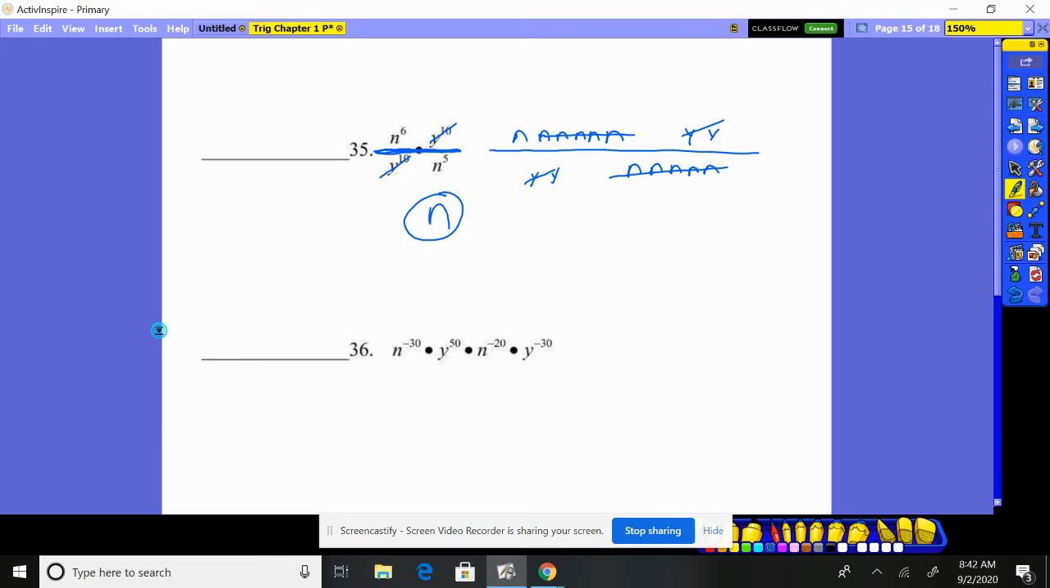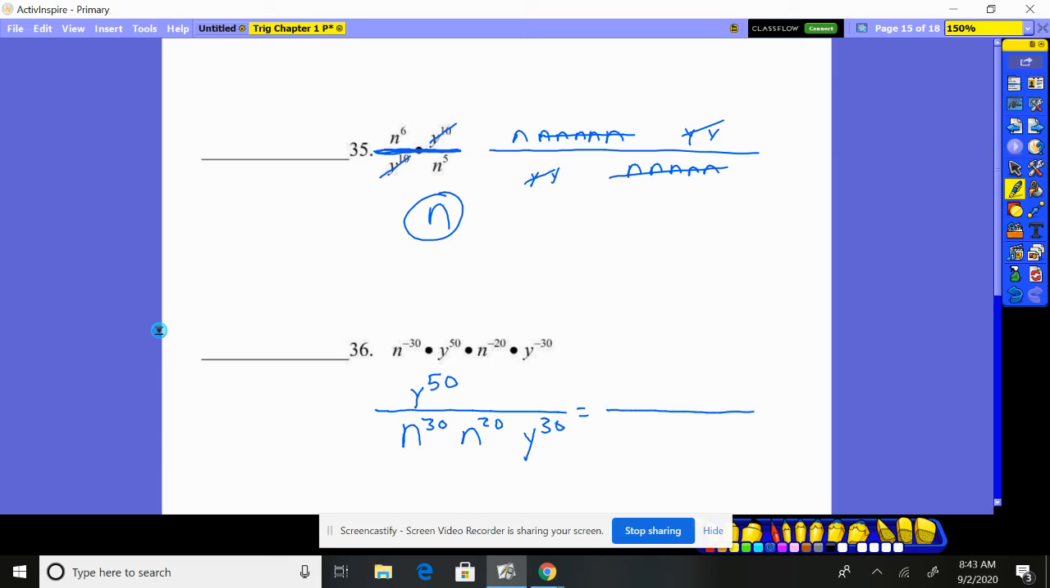36, negative exponents. What do we do with negative exponents? As soon as we see them, we know we're going to be dealing with a fraction. n to the negative 30th means, hey, you go down below. Y to the 50th stays up top. n to the negative 20 means he goes down below. Y to the negative 30 means he goes down below.